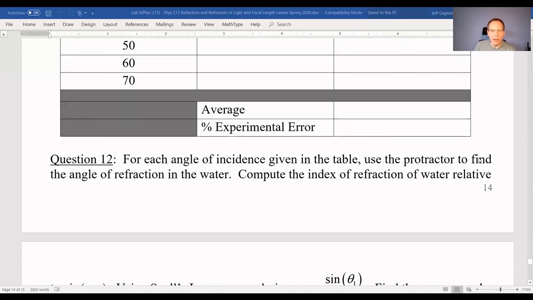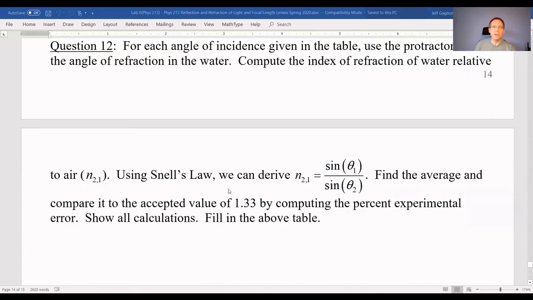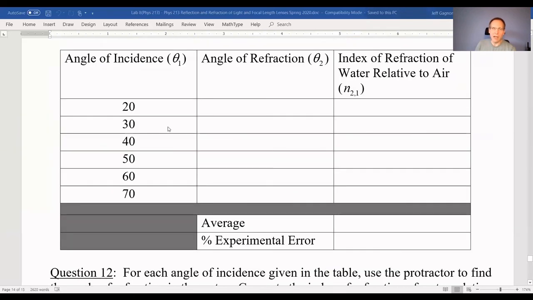And actually in the question, I read out exactly what formula you want to use. It turns out if you use Snell's law, you can derive that ratio, so this is basically n water over n air, which we're calling n2,1. It's simply going to be the sine of the incident angle, theta 1, divided by the sine of the refraction angle. Right? So it'll be the sine of 20 divided by the sine of whatever you got for the first angle of refraction, then sine of 30 divided by the sine of this angle, and so on. So you want to compute all of those index of refraction ratios, then average them together.